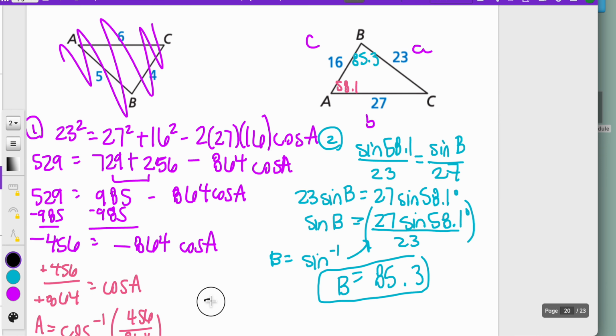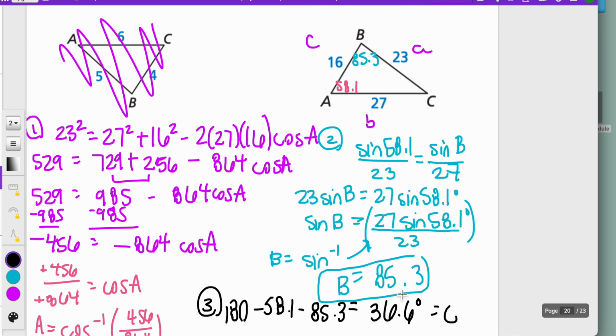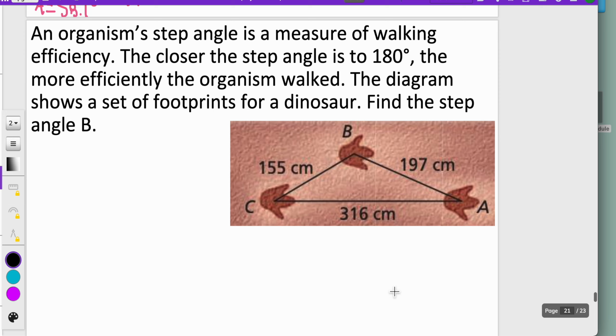So my final step is step 3. Start with your 180, subtract your 58.1 and your 85.3. We're going to come up to about 36.6 degrees for angle C. Okay. Last thing, and then we're going to kind of review all of chapter 9's big basic triangle things. In this case, it's asking you to find the angle for B. So I would start with the B squared statement.